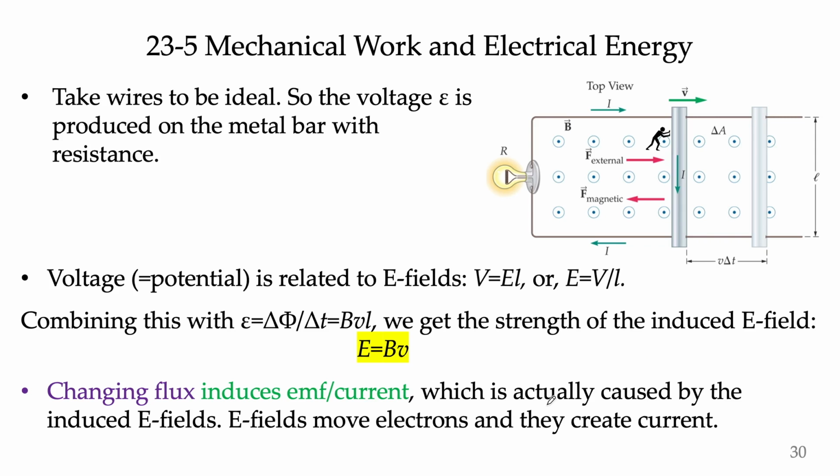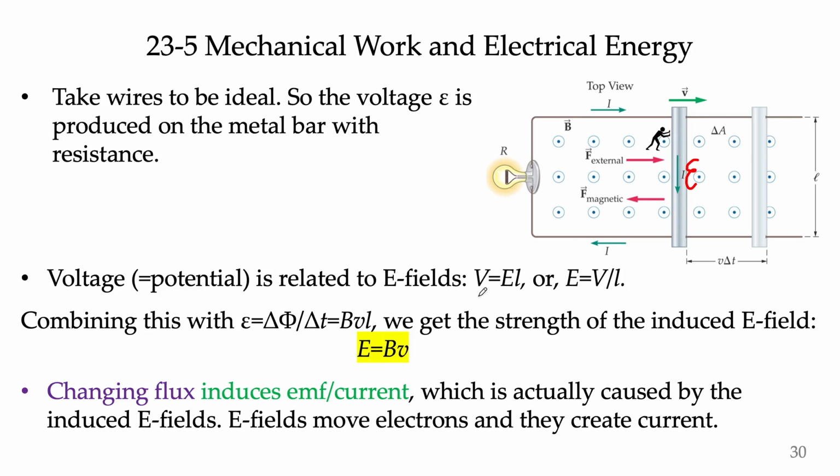Okay, so let's imagine that this section of the wire is ideal. That means there's no resistance. So whatever voltage is created here, it's going to be created on the rod. So the voltage will be created here. Let me write it as epsilon, electromotive force. It's going to be created on the rod.